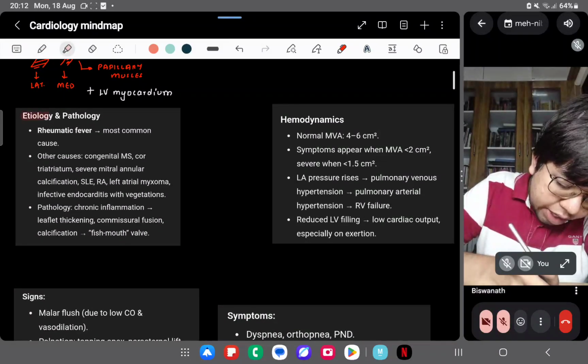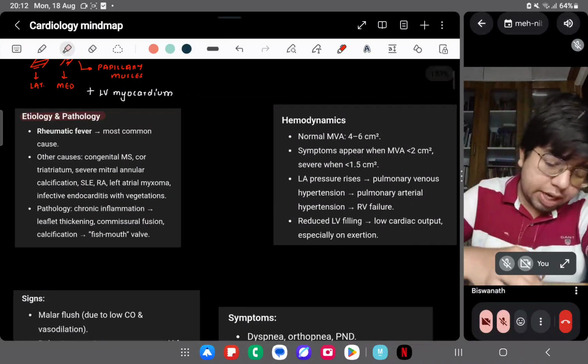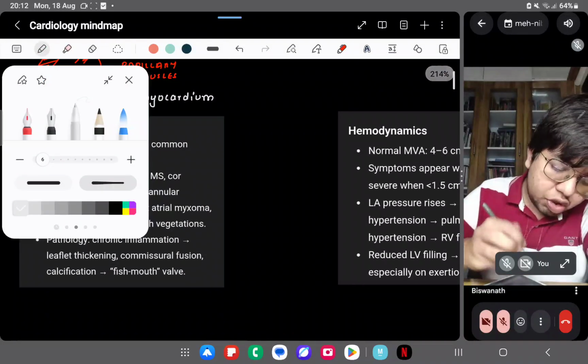If I talk about etiology and pathology, Harrison says that rheumatic fever is the most common cause.